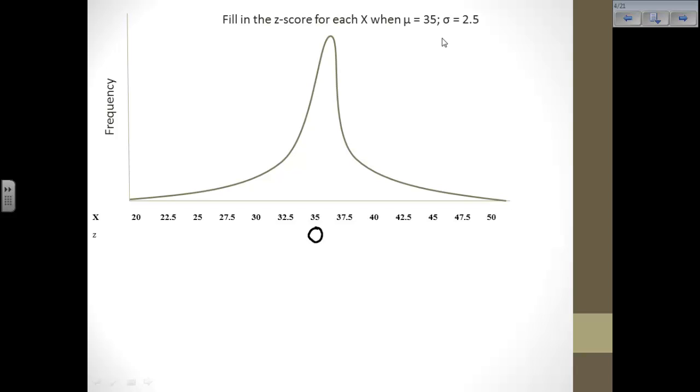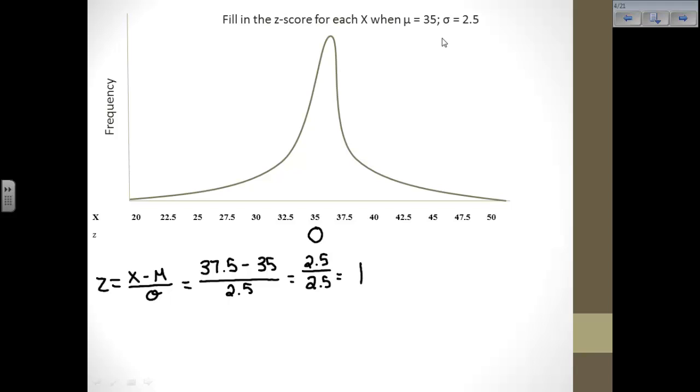Now I'm going to start working up from there and calculate a couple of z-scores to get me started. So z is equal to x minus the mean, divided by the standard deviation. Well, x, let's go 37.5, minus 35, the mean, divided by the standard deviation that's given to you of 2.5. 37.5 minus 35 gives you 2.5. Divide that by 2.5, and you end up with a z-score of 1. So let's go ahead and place that there.